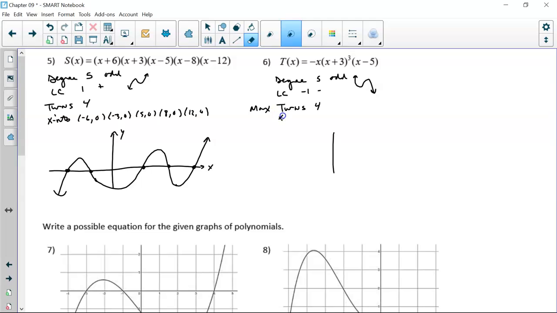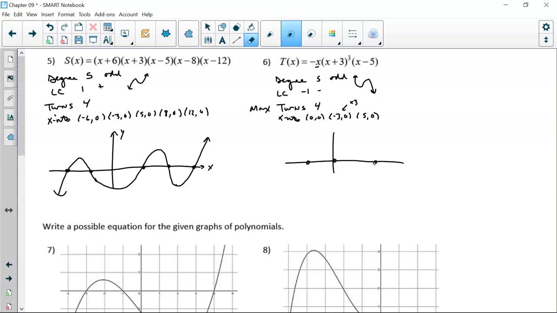So our x-intercepts are at 0, 0. Don't forget that first one. -3, 0, and that one's 3 times. And then 5, 0. We got our 0, our -3 and our +5.